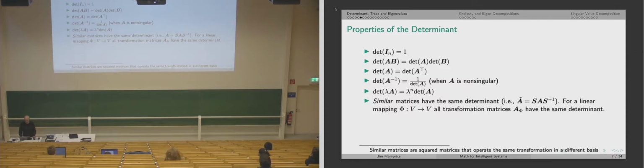That means that for a linear mapping from the vector space to itself, because it's a square matrix, right? All transformation matrices have the same determinant. So it doesn't matter in which basis the transformation matrix is defined, it will have the same determinant. If the determinant is non-zero, then the rank of the matrix is exactly the size of the matrix, so the number of rows or columns. Yeah, and that's it.